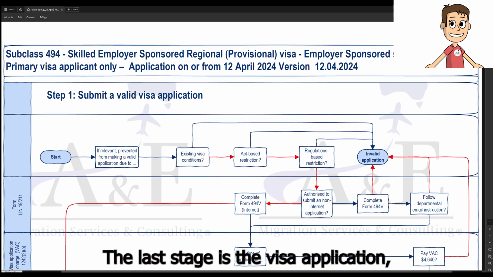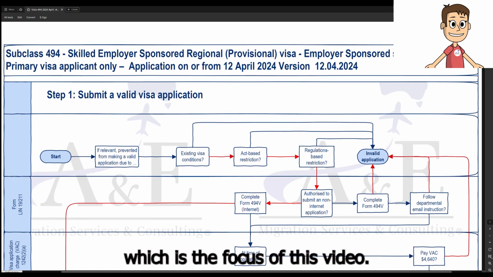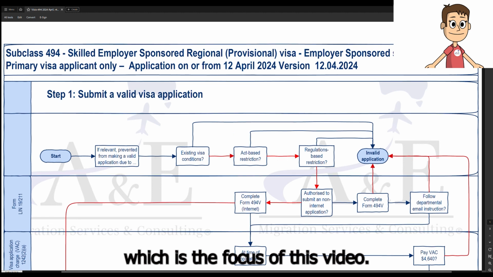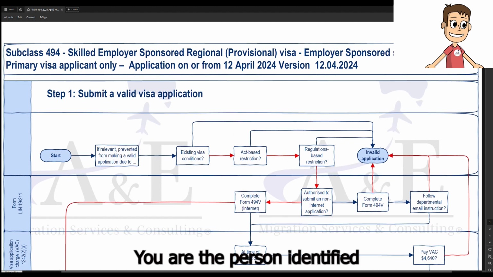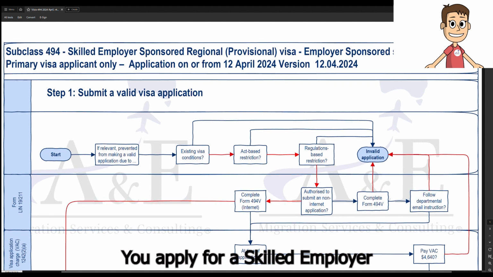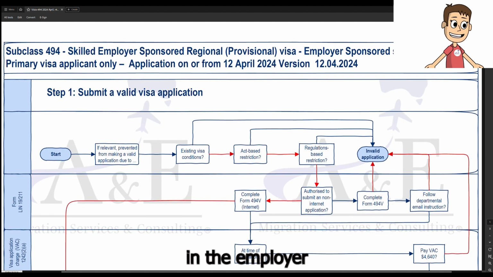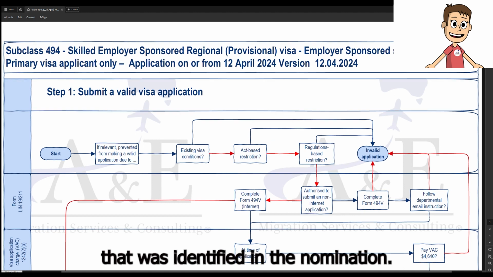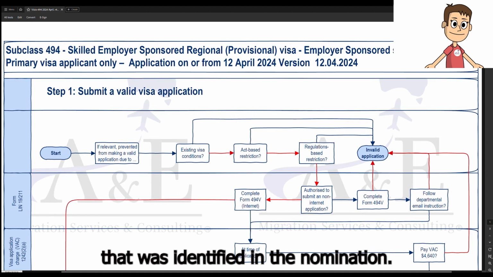The last stage is the visa application, which is the focus of this video. You are the person identified in the nomination. You apply for a skilled employer-sponsored regional visa in the employer-sponsored stream that was identified in the nomination.